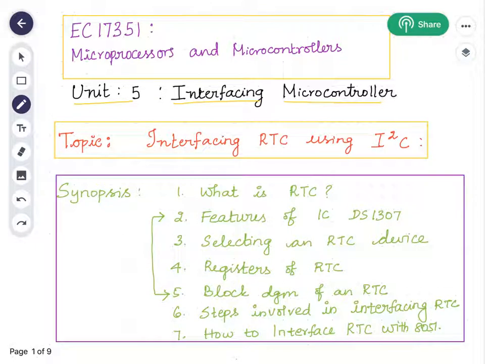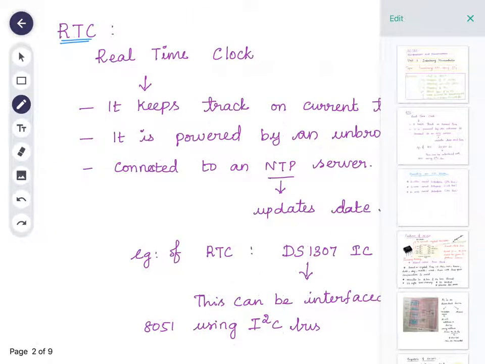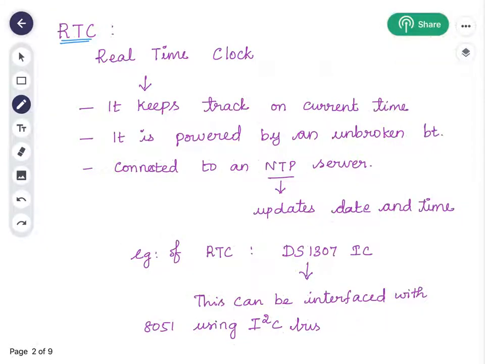Hi, today we are going to see how to interface a real-time clock with 8051 microcontroller. What is a real-time clock? A real-time clock keeps on tracking the current time, so it must be powered with an unbroken battery supply, and it must be connected to an NTP server. What is an NTP server? It is nothing but Network Time Protocol. Network Time Protocol is an internet protocol used to sync the clocks of computers to some time reference.